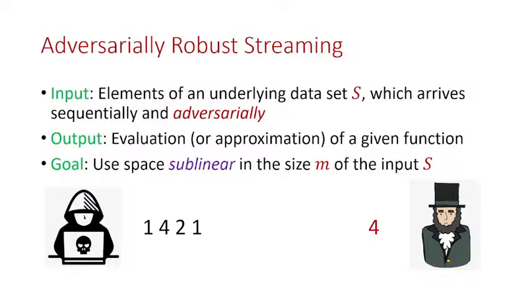Okay, so the goal of the adversary is, based on the responses of the streaming algorithm that it's seen so far, to try to come up with a new input, a next streaming element, which will make the streaming algorithm fail. Okay, and the goal of the streaming algorithm is to be robust against such adversaries.